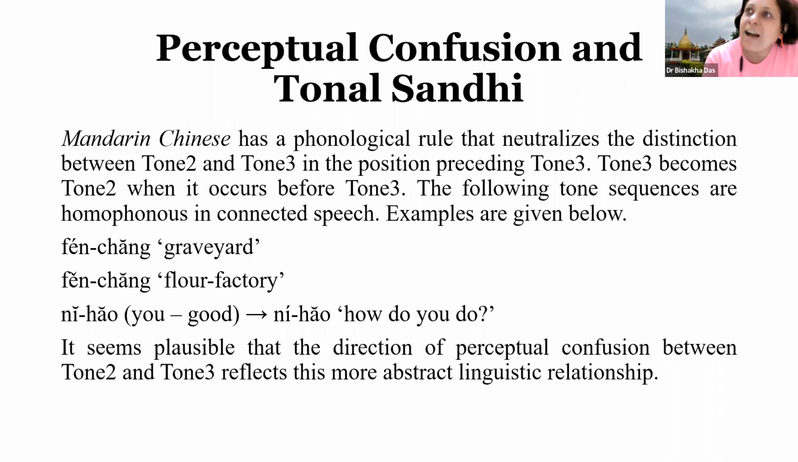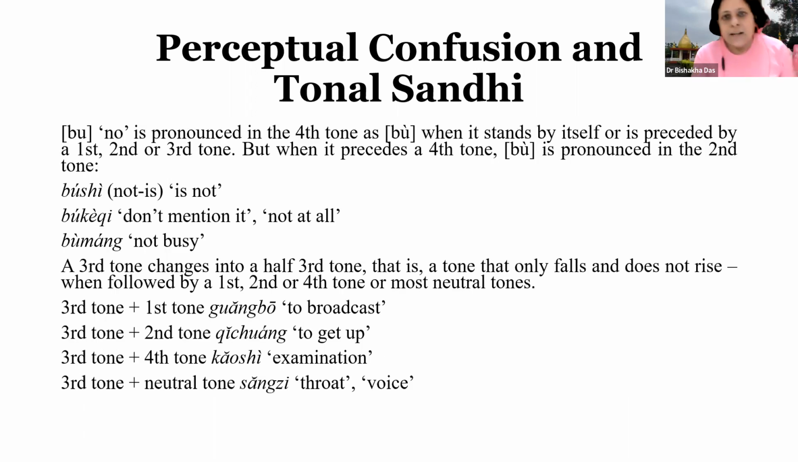or ni hao. Okay. So he says that it seems plausible that the direction of perceptual confusion between tone 2 and tone 3 reflects this more abstract linguistic relationship. Now, this is the example of tonal sandhi of Mandarin Chinese.